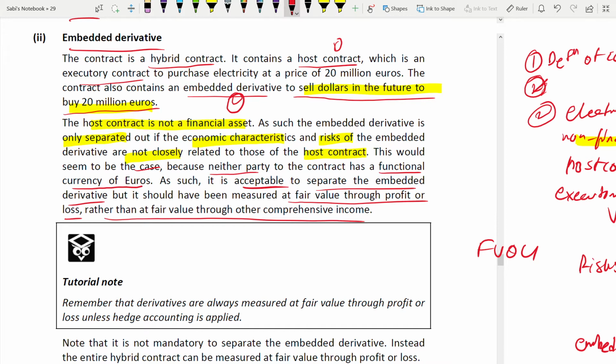Now we are taking the impact of the modification of the contract. Modification means there is no embedded derivative. Only the host contract is there. That embedded derivative is taken out from the contract. So now what should you do?